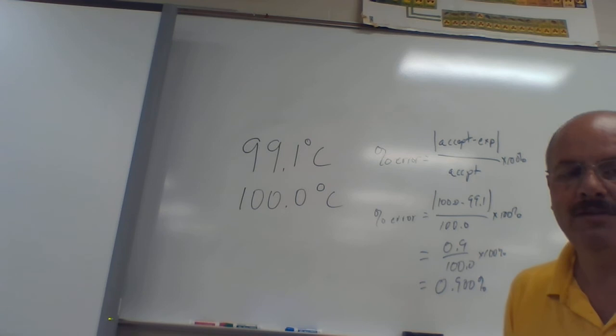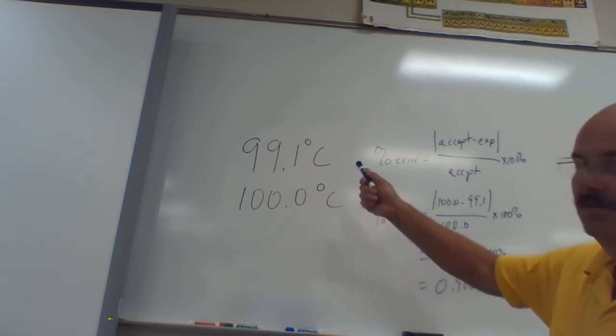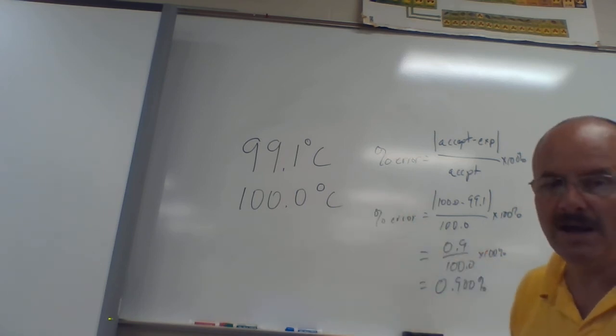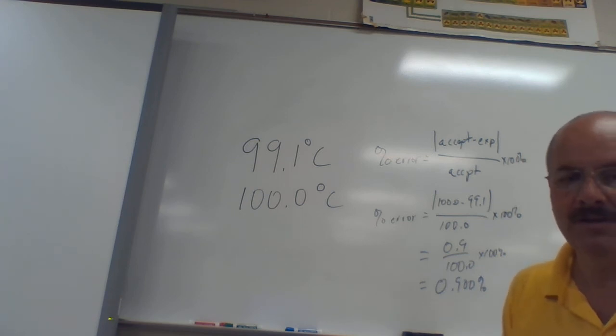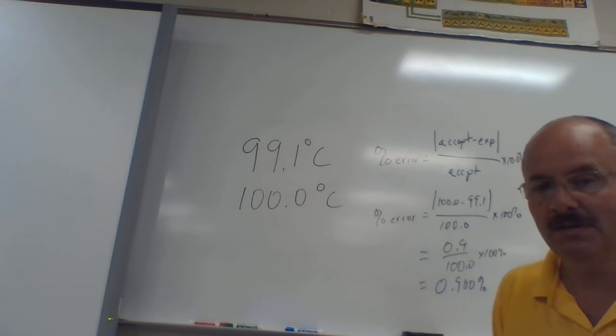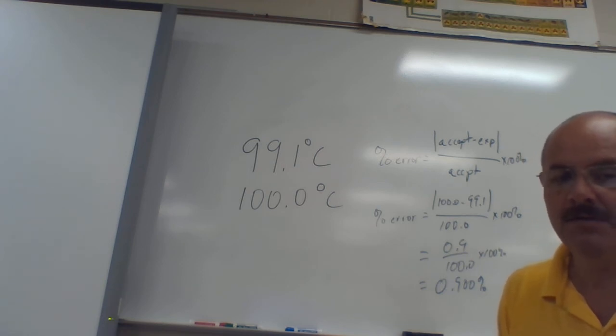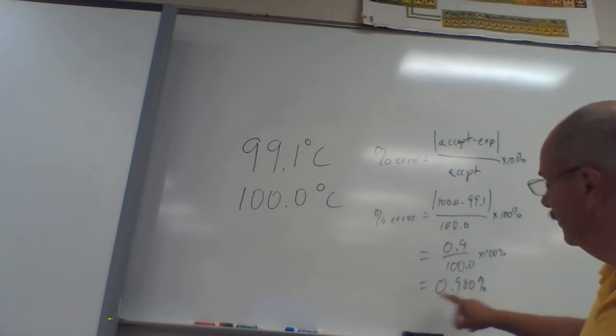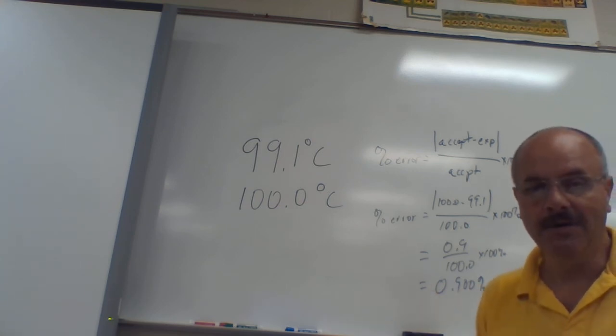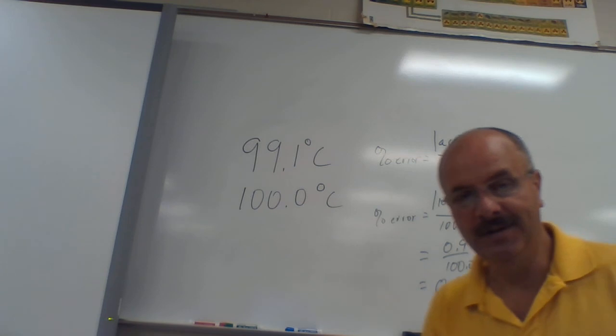But it is off. It's not accurate. It's not close to the right answer, right? What this tells me is this thermometer is always going to be off by 0.9% of what's the right answer every single time. So I'm really like, man, I should probably find a thermometer that's going to be a whole lot closer to 0% error. I don't want any error on this.